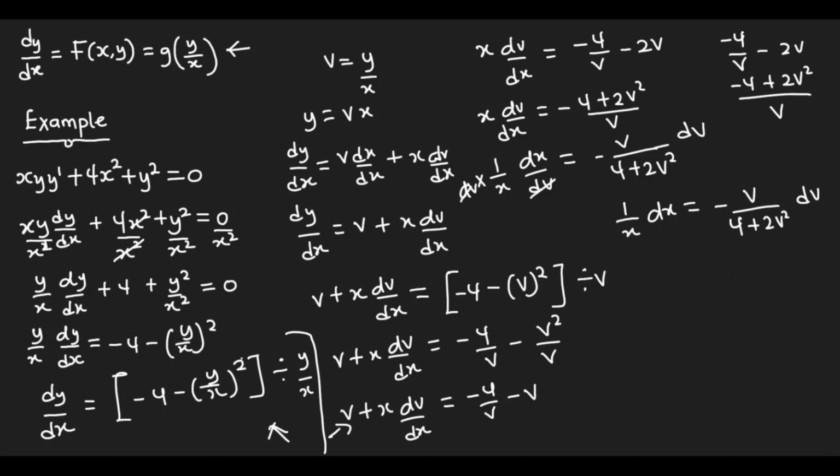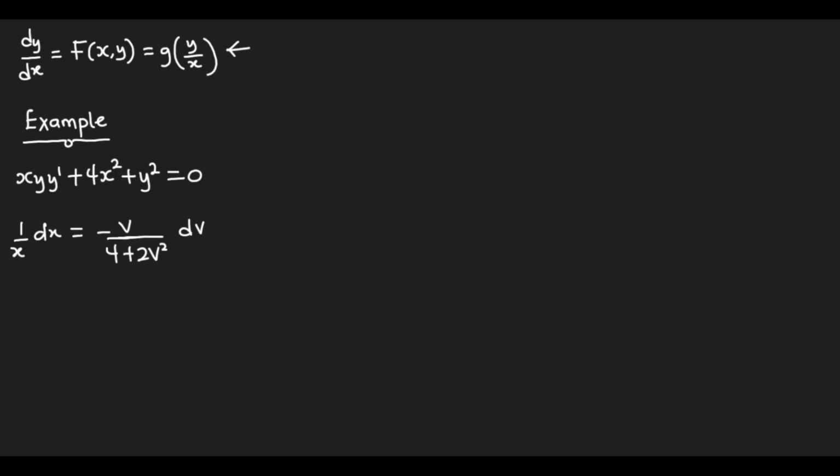Okay, so now this is our differential equation. What I'll do is multiply through by minus 1 so that I can get rid of the minus 1 on the right hand side. So when I do this, you are going to have minus 1 over x on the left hand side, and this will be equal to v over 4 plus 2v squared dv. So now let's integrate. I will integrate the left hand side, with respect to x, so 1 over x dx with a negative, and this will be equal to the integral of v over 4 plus 2v squared dv.